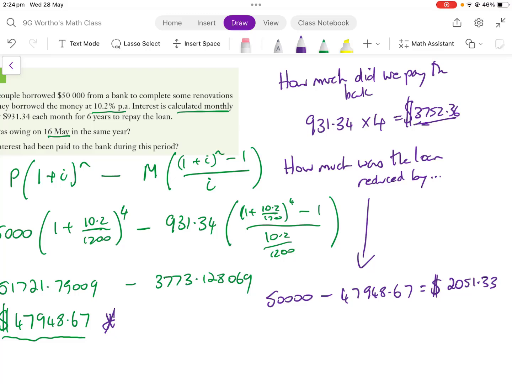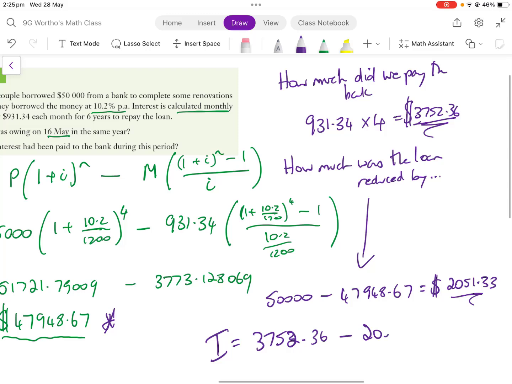So even though we paid $3,752, the loan only went down $2,051. Where'd that extra money go? Well, that extra money was the bank's interest. We paid the bank interest on the loan, and in the end, we didn't really pay that much off, right? Significant difference. So the interest is equal to what we paid, the total we paid, so it was a 3,752.36, and subtract how much we reduced the bank by. So we paid $3,700, but we only reduced the loan by the $2,000. Okay, so the difference is the interest. In this case, $1,614.06 of interest in just 4 months.